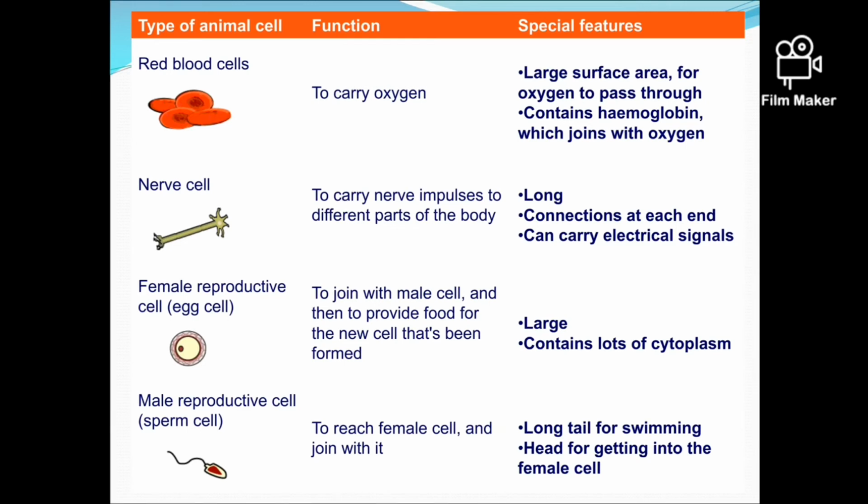Next, female reproductive cell, which is known as egg cell. The function is to join with the male cell and then to provide food for the new cell that's been formed. The special features: large, contains lots of cytoplasm. Next, male reproductive cell, which is also known as sperm cell. The function is to reach the female cell and join with it. The special features are a long tail for swimming and a head for getting into the female cell.